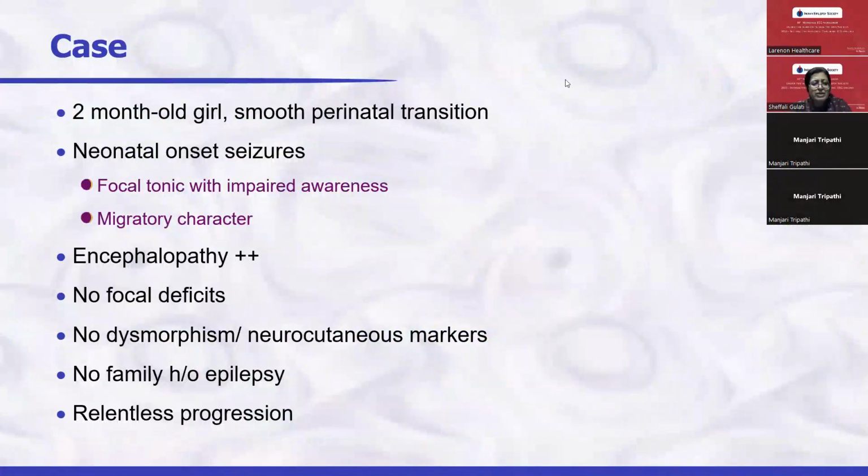This used to be called catastrophic epilepsies initially, but now we do not use those terms any longer, and these have now been combined into one. Now coming to a 2-month-old girl with a smooth perinatal transition, having neonatal onset seizures, which were focal tonic with impaired awareness and a migratory character. There was encephalopathy, no focal deficits, no dysmorphism or neurocutaneous markers, no family history, and relentless progression.